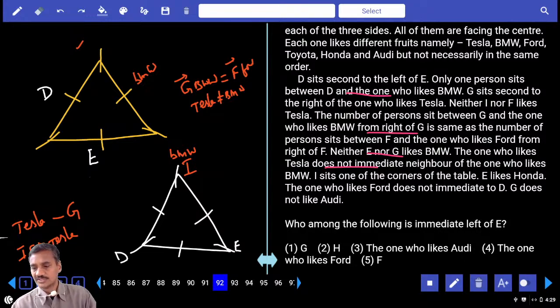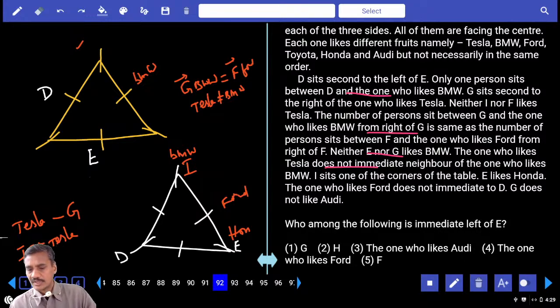E likes a Honda, it is given. And the one who likes a Ford does not sit immediate to D. And Ford cannot be in these 2 places. And so Ford must be here. Then Ford is at this place.